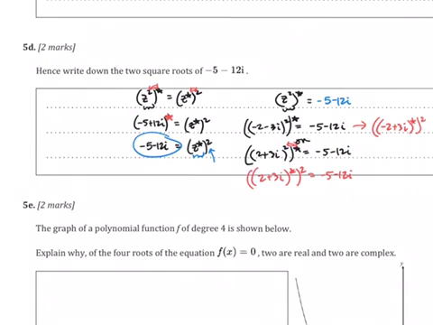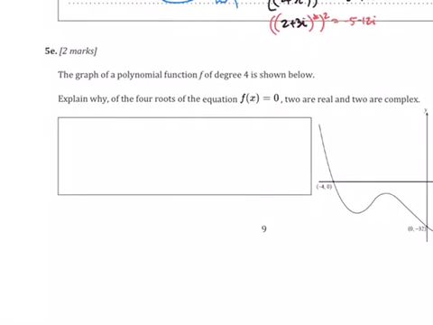Whoops. I already took the conjugate. Shouldn't have done that yet. So let me change this piece here. It should be a minus there. So the two square roots of negative 5 minus 12i will be negative 2 plus 3i, the conjugate of negative 2 minus 3i, and the conjugate of 2 plus 3i, which will be 2 minus 3i. There you have it. Pretty confusing for a 2-mark question. Let's see if you can work your way through that.